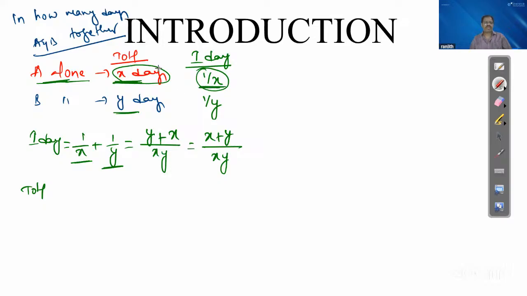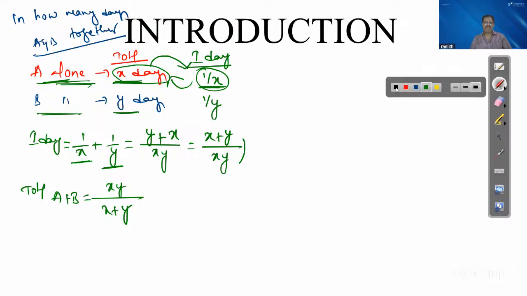So total work, reciprocal of total work, we are getting 1 day work. Reciprocal of 1 day work, I am getting total work. Here also same thing. Total work done by A plus B equal to reciprocal of 1 day work. What is the reciprocal of 1 day work? XY by X plus Y. This is the formula for when A alone can complete the work and B alone can complete the work. In how many days A and B together can complete the work, in the sense XY by X plus Y.